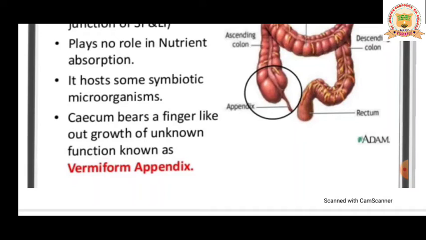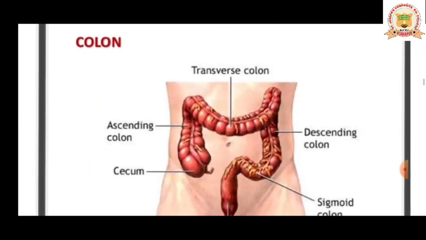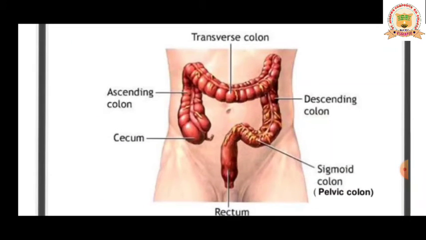The cecum opens into the colon. The colon is divided into three parts: an ascending, a transverse and a descending part. The ascending colon is the upper region, the transverse colon is present in the transverse section, and as it comes down we call it the descending colon.